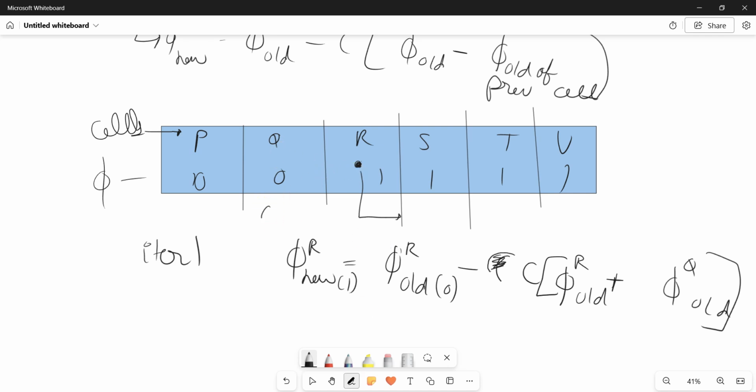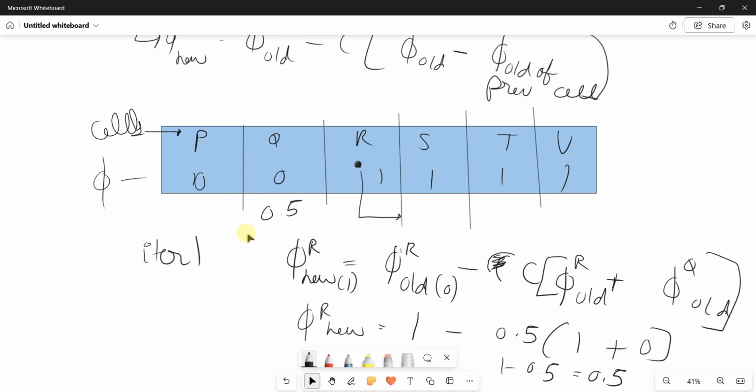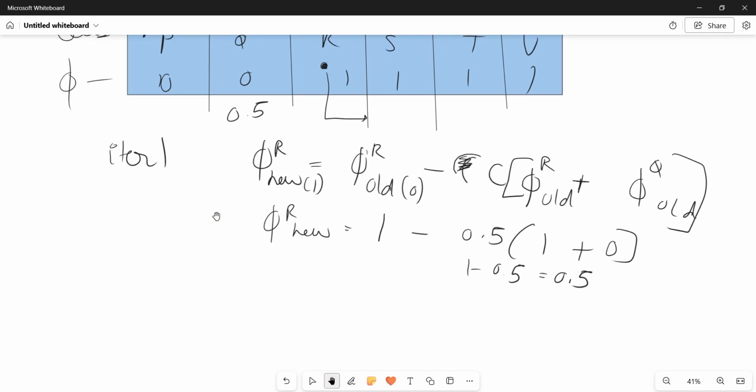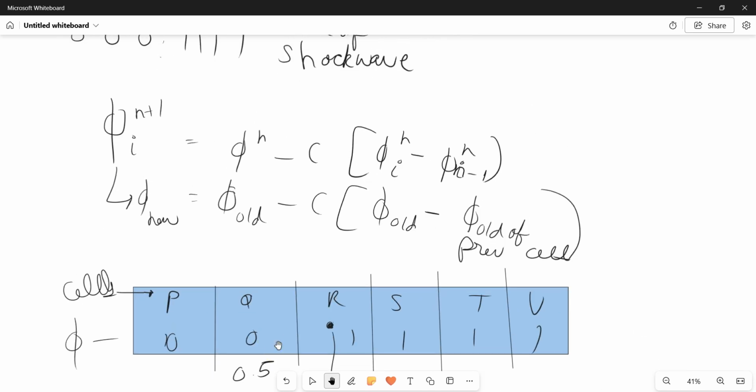So assume this was 1, your CFL was 0.5, so your phi at r new would be equal to your old value, that is 1, minus c, which is 0.5, times r old minus q old. r old is 1 and q old is 0. So this is 1 minus 0.5, and this equals 0.5. So this is how the value of the new parameter in each of the iterations is found. And I'll just correct the equations here.